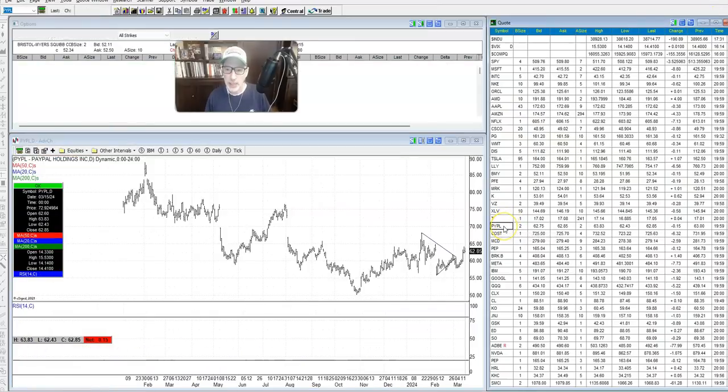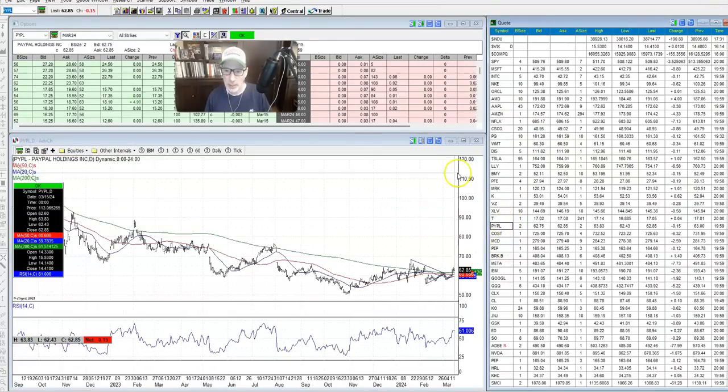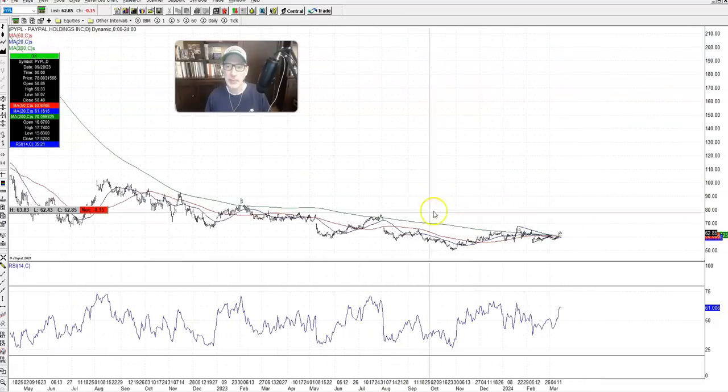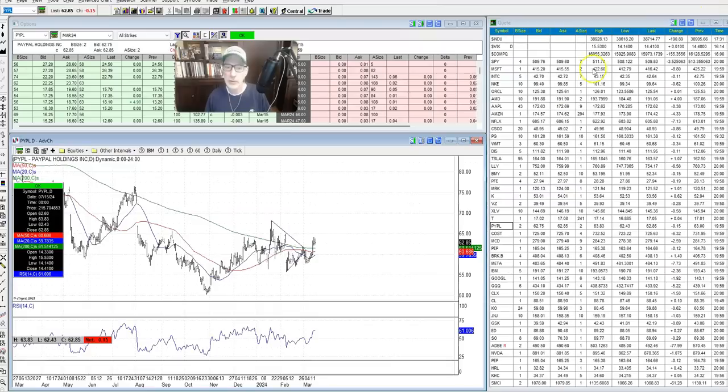What else? PayPal, nothing going on with PayPal here. Let's see, we drew this congestion pattern, which we knew when you have a congestion pattern, it's going to blast out one way or the other. It started to move down, but now it's moving higher. I think PayPal is just still going to kind of chug along sideways. Nothing really happening there for me.